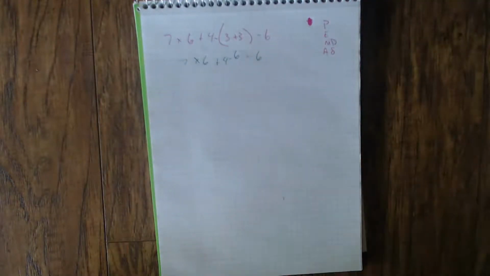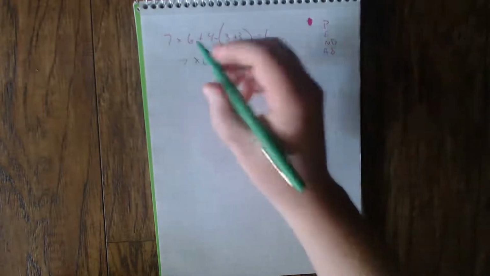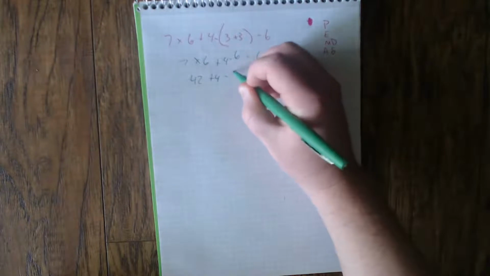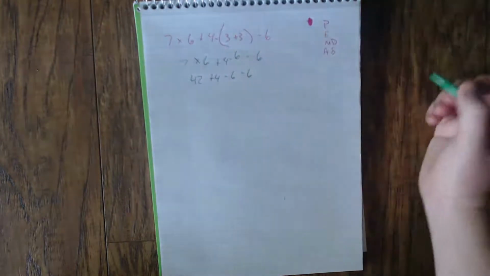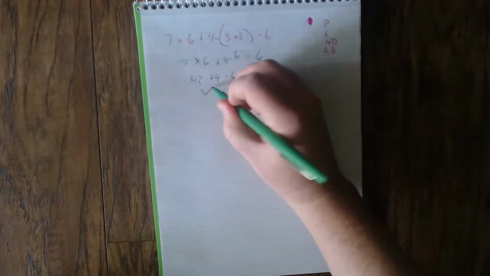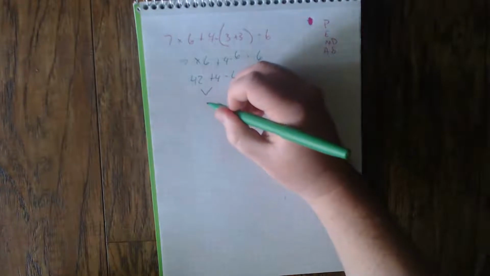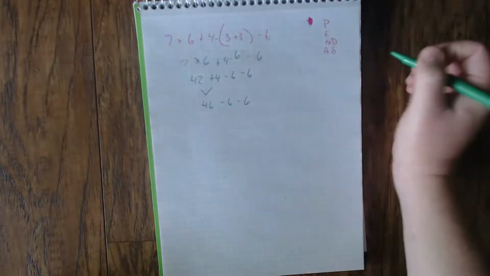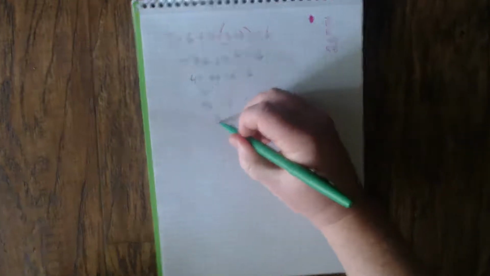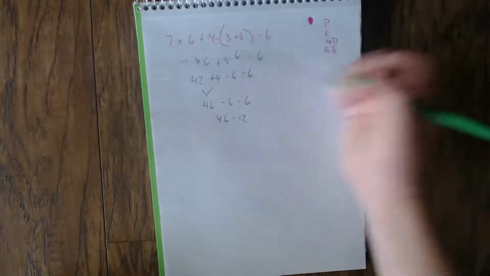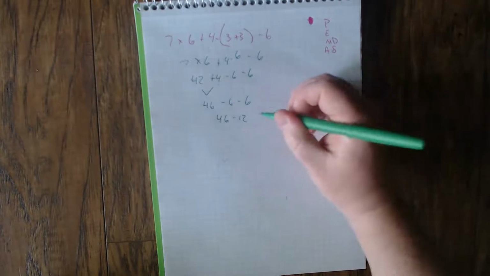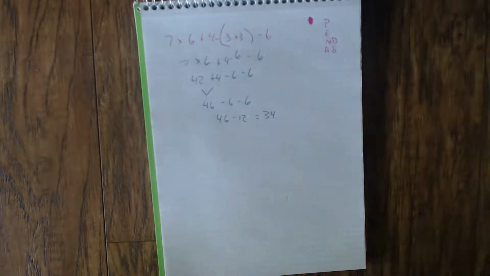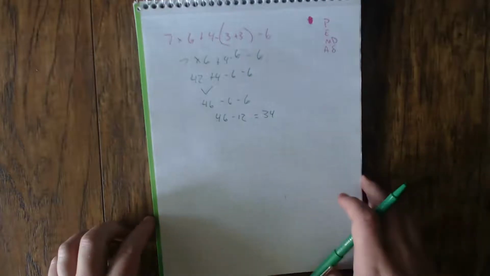Now, this one we just kind of dive right in. Multiply. So we have 7 times 6 equals 42, plus 4, minus 6, minus 6. Okay. 42 plus 4 is 46. Minus 6 minus 6. If you want to combine those together, we could do 46 minus 12 and just make it a little bit easier, which would give us 34. Okay.